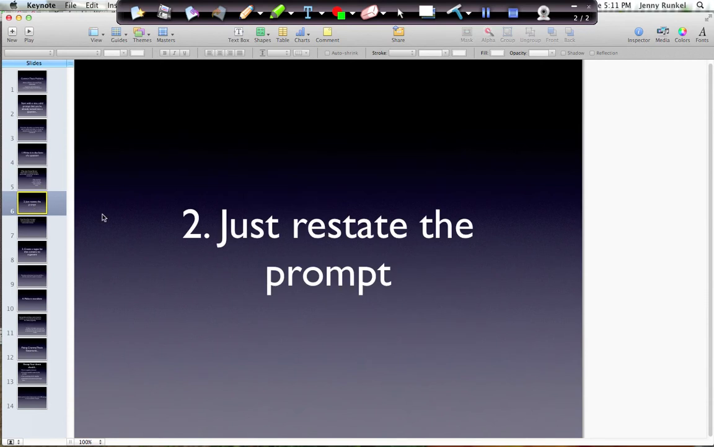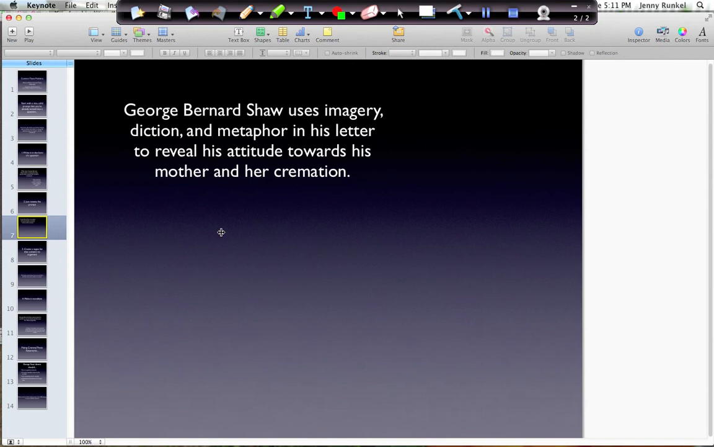Second way, simply restate the prompt, and this is probably the thing that students do more than anything else. It's pretty easy to fix, which is the good news. So let's look at an example. George Bernard Shaw uses imagery, diction, and metaphor in his letter to reveal his attitude towards his mother and her cremation. Okay, very vague, doesn't tell us anything.